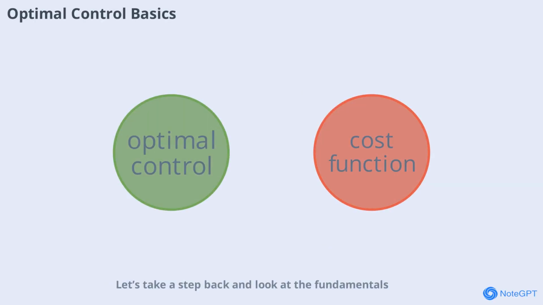Let's take a step back and look at the fundamentals. Optimal control is about choosing actions that minimize future costs or maximize returns. The system state evolves according to its dynamics, and the behavior is encoded through a running cost function. In MJPC, these concepts are implemented in a way that's both powerful and easy to use, allowing users to focus on designing behaviors rather than wrestling with complex math.